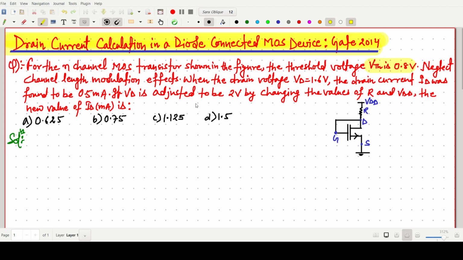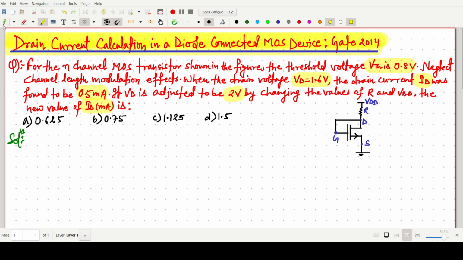it has a threshold voltage of 0.8 volt, and we have to neglect the channel length modulation. In the question, it is given that when the drain voltage is 1.6 volt, the drain current ID is 0.5 milliampere, and if we adjust the voltage of VD by changing R and VDD to 2 volt, we have to find the value of ID.